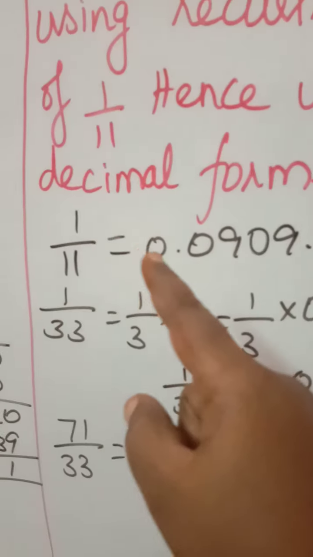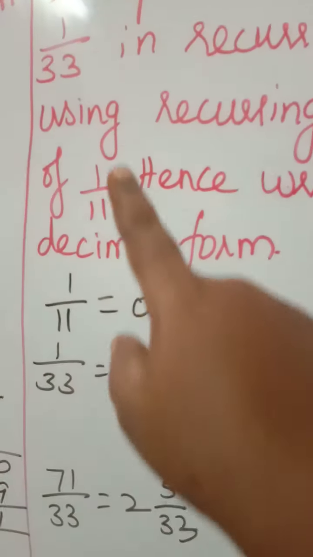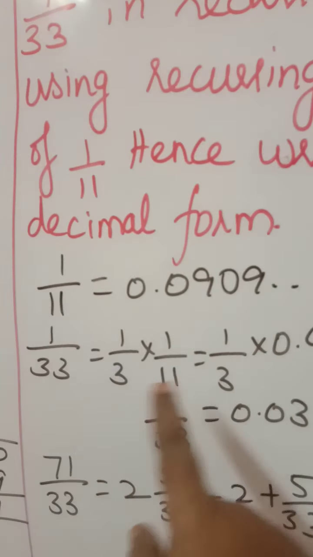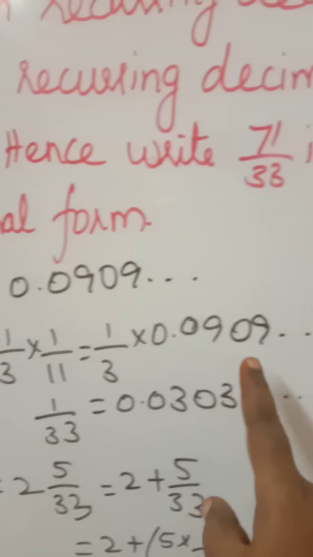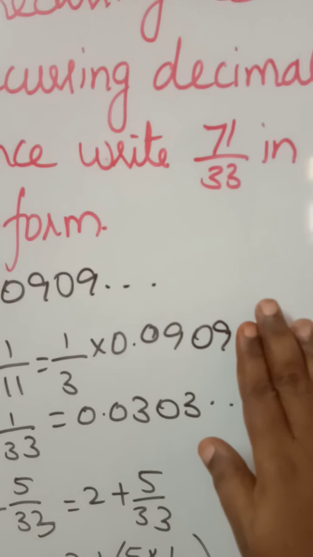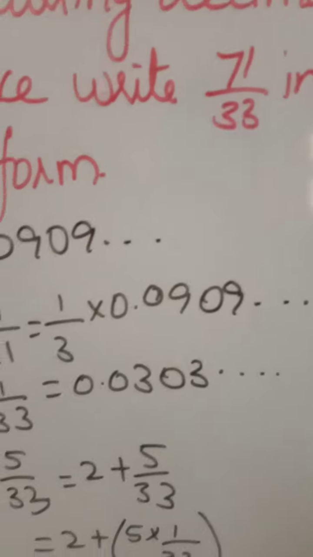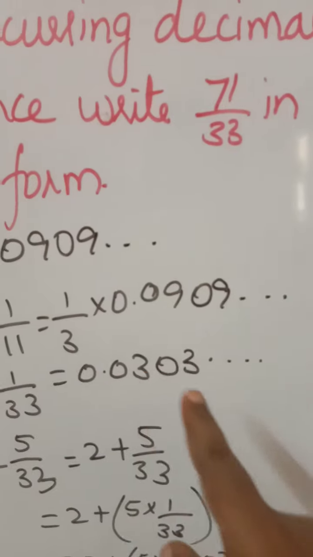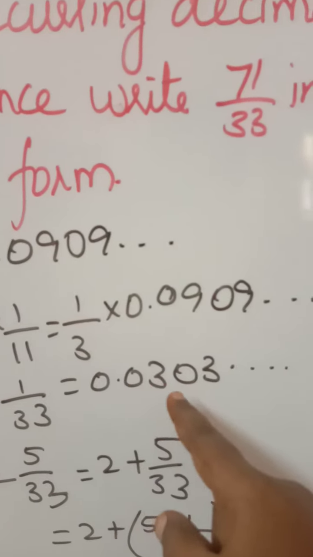Using this we have to find the value of 1 by 33, not directly. 1 by 33 we can write as 1 by 3 into 1 by 11, since 3 11s are 33. The value of 1 by 11 is 0.0909, etc. Don't forget to write etc. If you don't write it, it means a terminating decimal; with it, this is non-terminating and recurring decimal. Without those 3 dots, the answer will be wrong. If you simplify, cancelling 3, you will get 0.0303, etc.